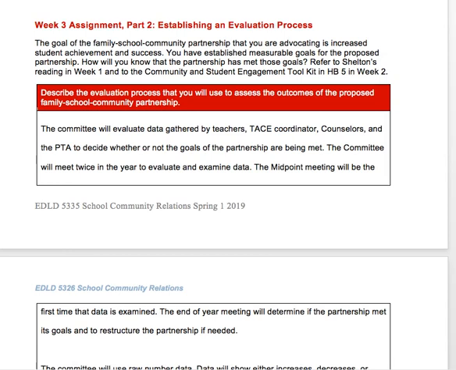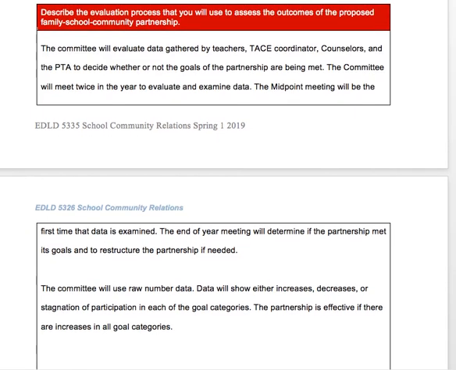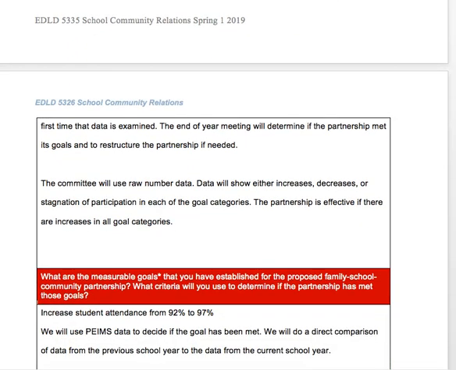So I've kind of given you some examples. It talks about describing the evaluation process that you will use to assess the outcomes of the proposed family school community partnership. And I've just said the committee is going to evaluate data that's gathered by teachers, the coordinator, counselors, and the PTA to decide whether the goals are being met. And the committee will meet twice a year to evaluate and examine the data. The midpoint meeting will be the first time that the data is examined, and the end of the year meeting will determine if the partnership met its goal and to restructure it if needed.